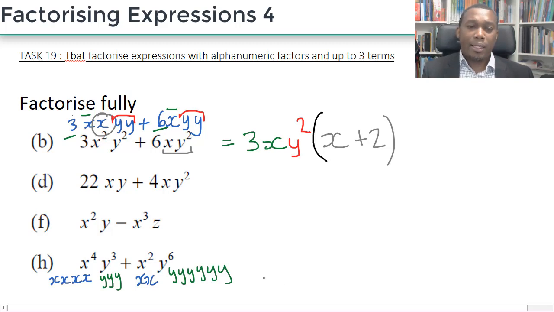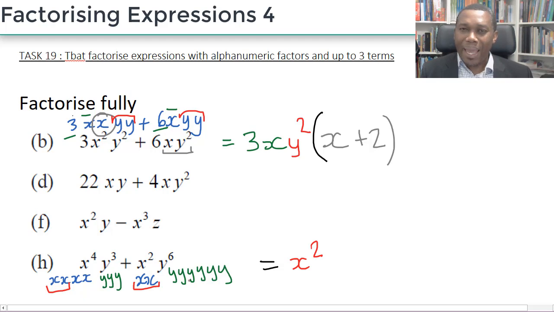And now, do they have any numbers in common? No, there are no numbers. We're only thinking about the x's and y's. How many x's did they have in common? How many y's did they have in common? We can quickly see that in both cases, I can get 2 x's. I can get x squared. So x squared is going to be one of the common factors.